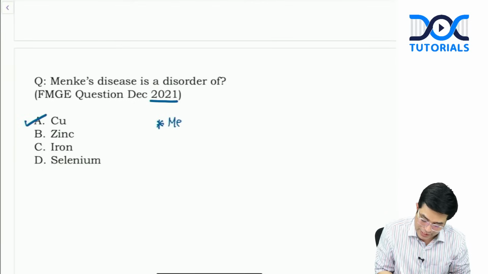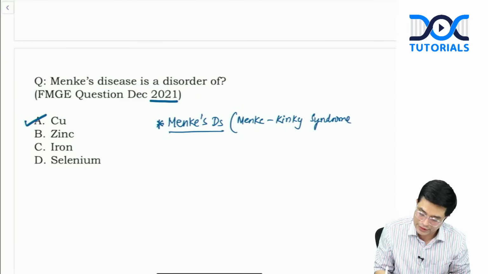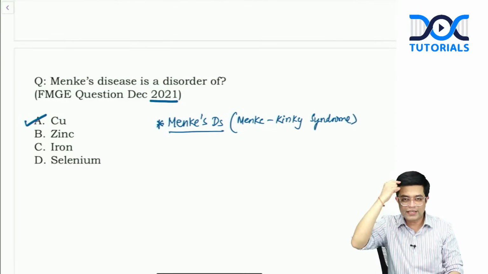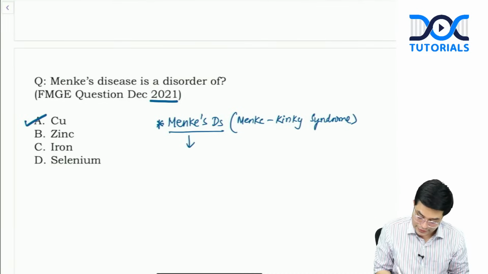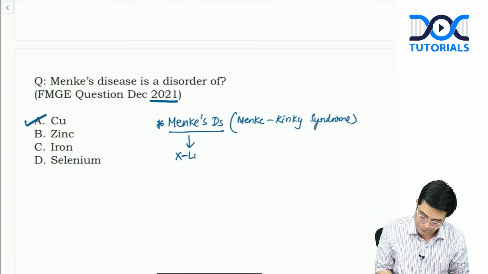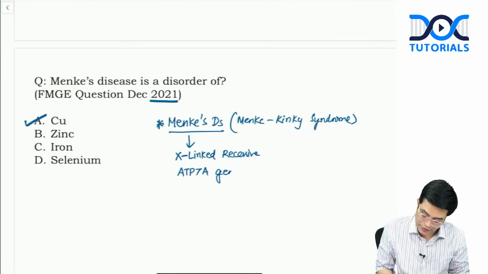First thing, Menkes disease also called Menkes kinky hair syndrome. किंकी इसलिए कहते हैं क्योंकि किंकी हेयर होते हैं इनके, loose silver wire जैसे हेयर होते हैं. So Menkes kinky syndrome. It is an X-linked recessive condition. The gene involved is ATP7A gene mutation.